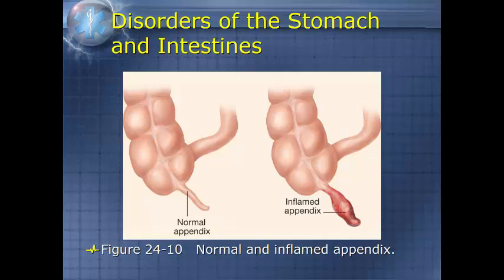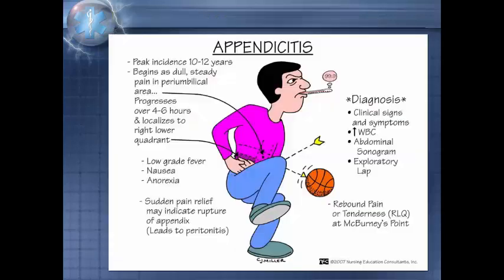Alright, your appendix. Normal appendix, little thing hanging out there, inflamed, little red looking thing there, right? So your peak incidence is going to be the 10 to 12-year-old range. That does not mean that you can't get little bitty kids and you can't get adults with it, but it is more common in those preteen years.